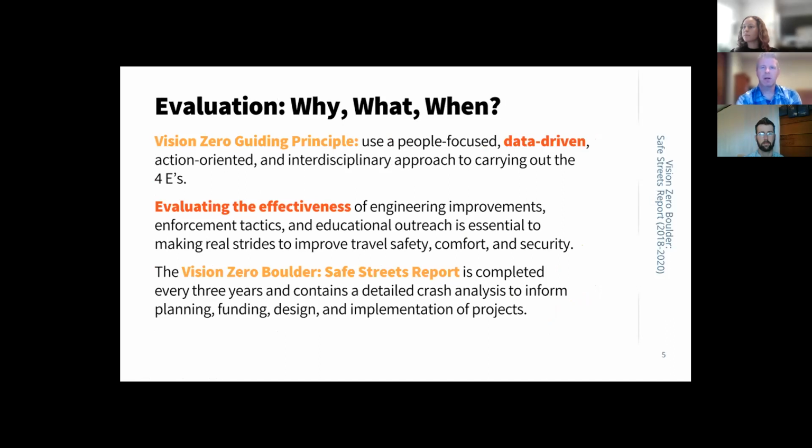In terms of the 4 E's, the report really falls under evaluation, and that has to do with why, what, and when. There's a Vision Zero guiding principle that wants you to use a people-focused, data-driven, action-oriented, and interdisciplinary approach to carrying out the 4 E's. We think the report falls into that because it allows us to reflect upon changes that may have been made within the prior 3-year period, and compare whether the mitigation measures we've installed have made a difference, as well as identify any new trends that may have popped up within the city.